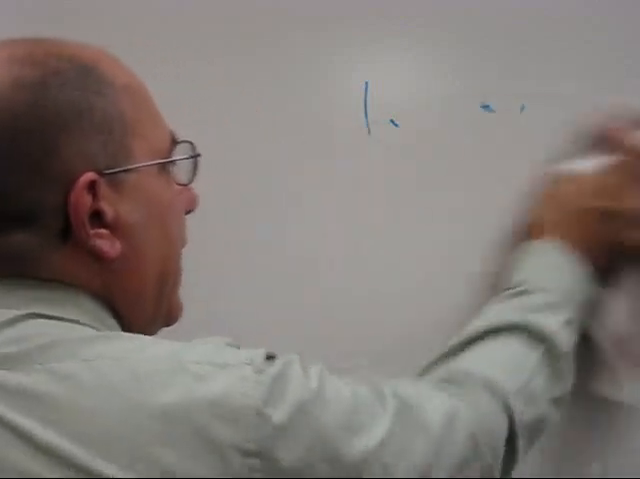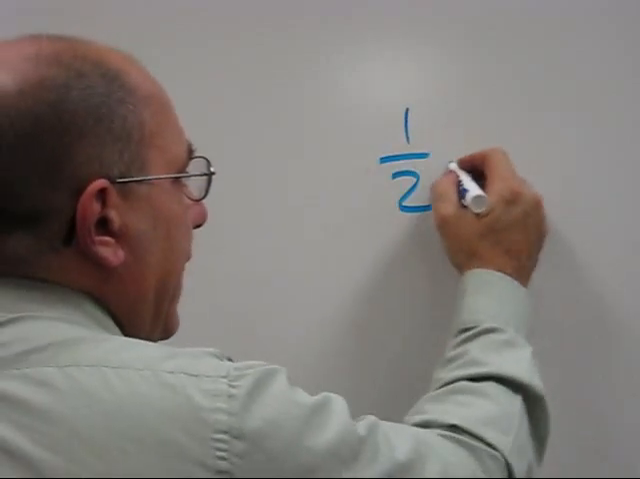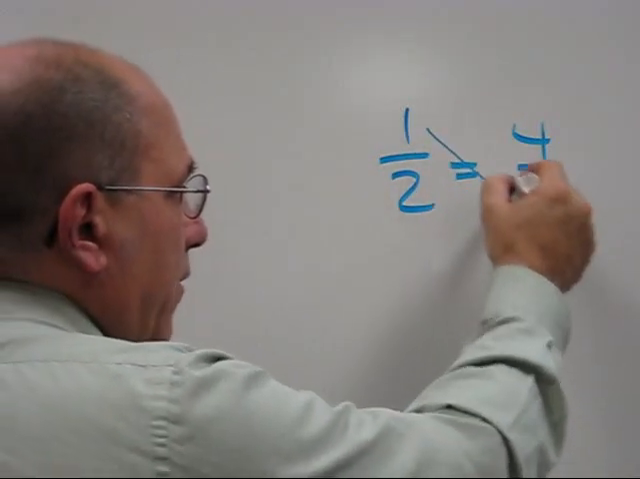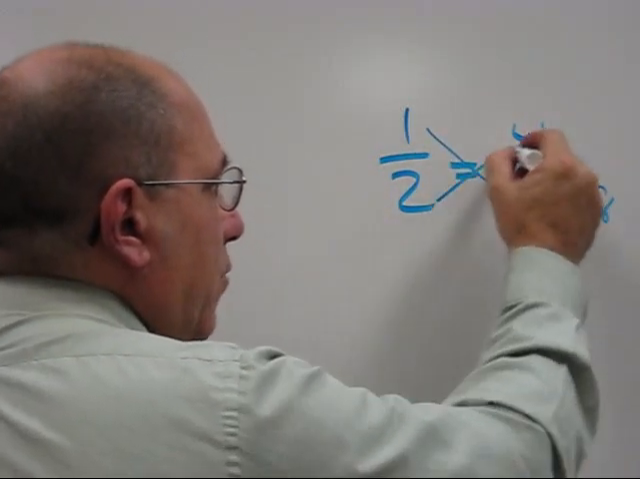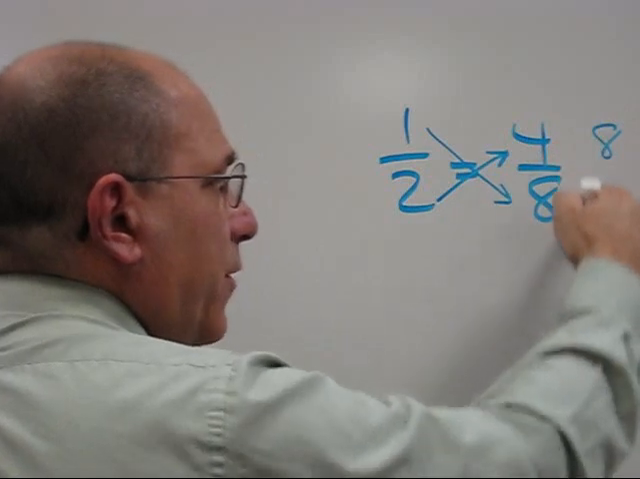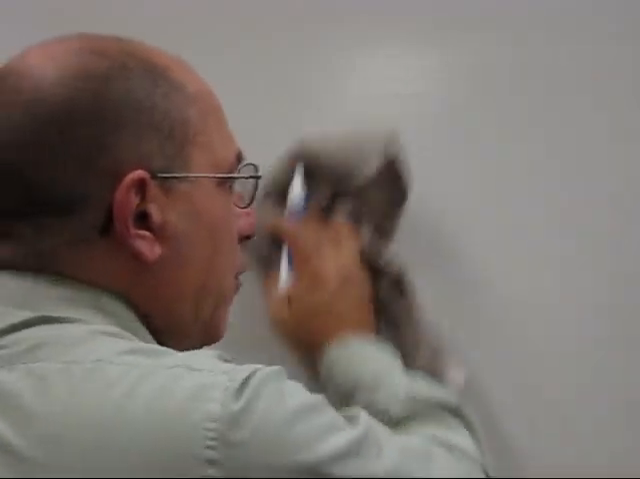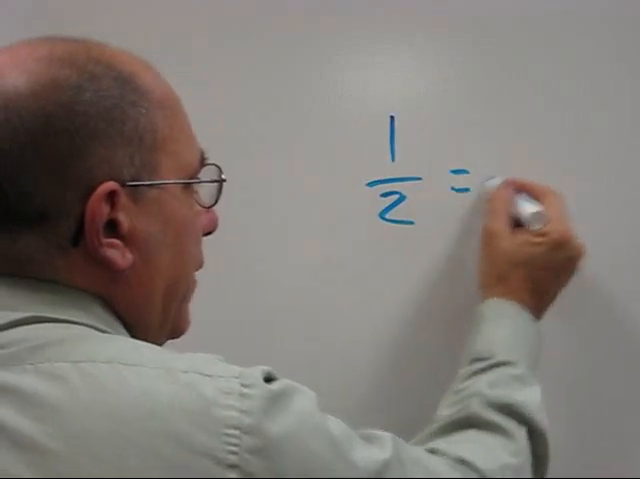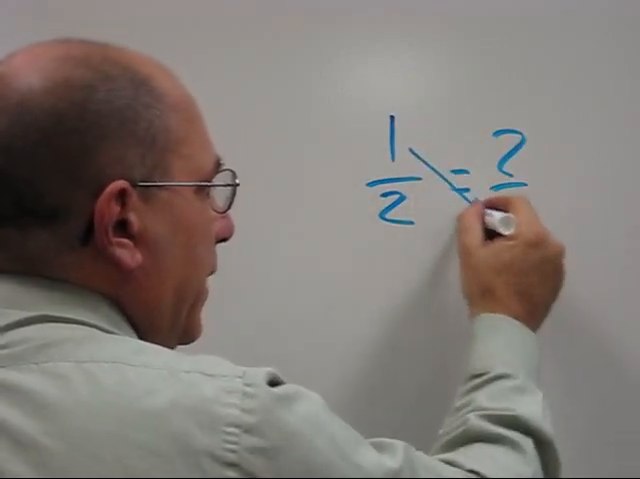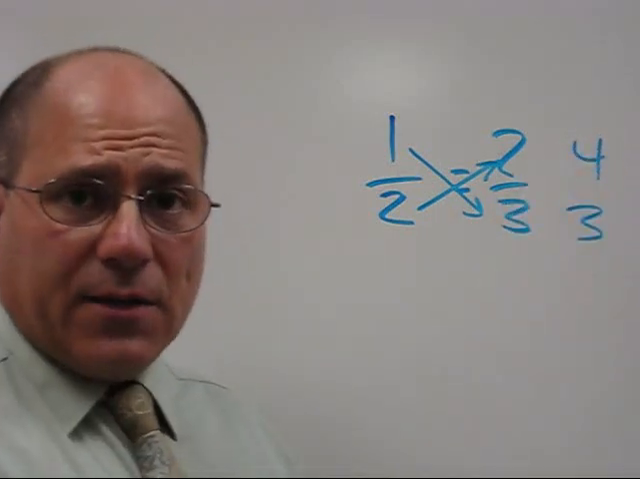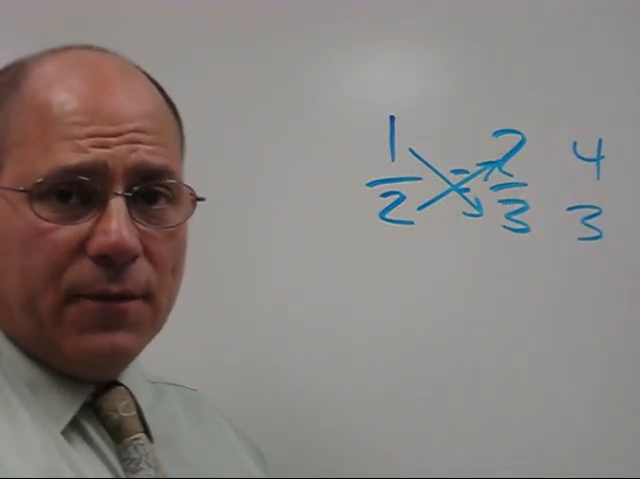And then we went on and we determined equivalent fractions. If we have 1/2 equals 4/8, what they do is they multiply across like this and they get 8, and across like this and they get 8, and if both of these products are the same, you have an equivalent fraction. An example of one that's not, we said 1/2 equals 2/3, and when you multiply across you get 3 and 4, and because these two products are not the same, this is not an equivalent fraction.